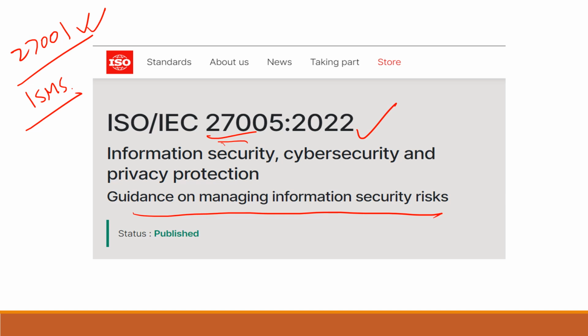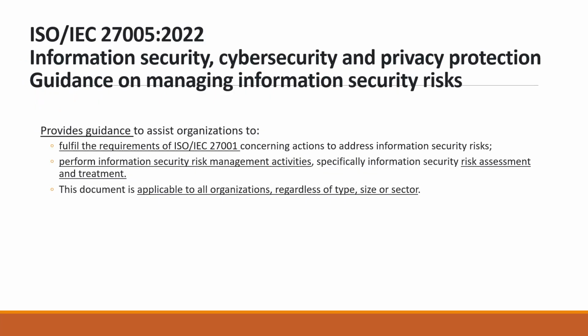Just to highlight, please make a note of this name also: it is not talking about only information security. It is talking about information security, cybersecurity, and privacy protection. That's what you see in the changes that happened last year in all these standards, 27001, 27002, 27005. This is the latest standard that we have.